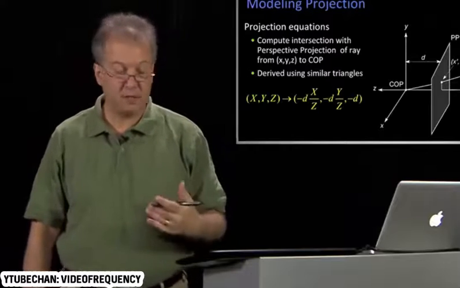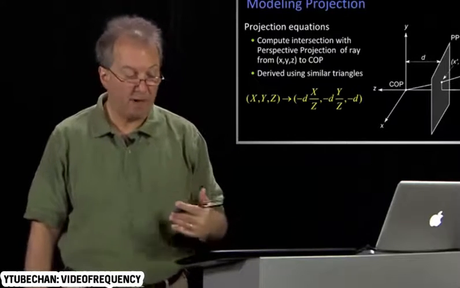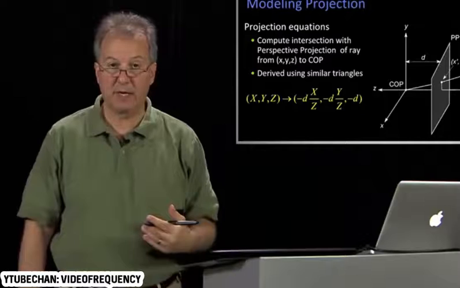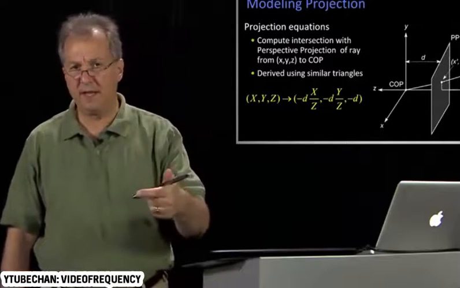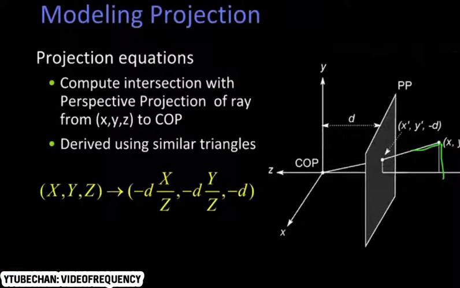And we can compute the intersection, that is where X prime, Y prime is, by looking at similar triangles, kind of just like we did for the thin lens. So basically this triangle and the projection triangle here are similar triangles. By similar triangles, the XYZ location of the point is now mapped to this point here, which is minus D X over Z, minus D Y over Z, and minus D.